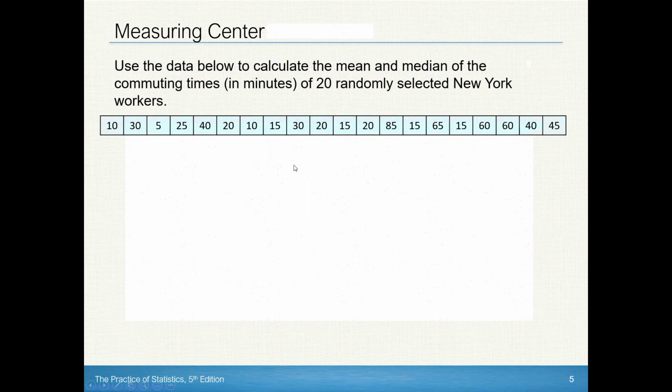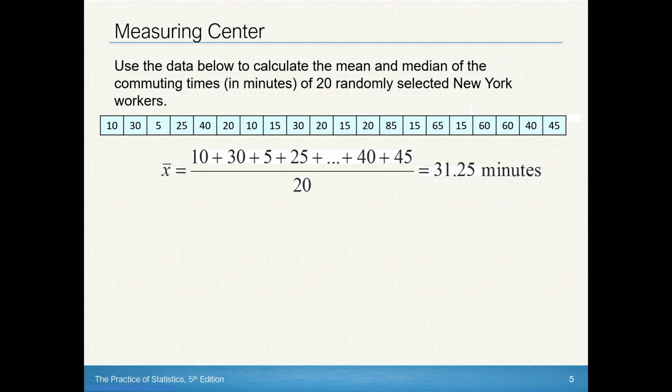So here's a list of 20 data points. We asked 20 New Yorkers, hey New Yorker, how long does it take you to get to work? The individuals were the New York workers, and they gave me a quantitative response. There they are. If I'm going to find the mean, I simply add up all those numbers and divide by my 20 New Yorkers to get 31.25.